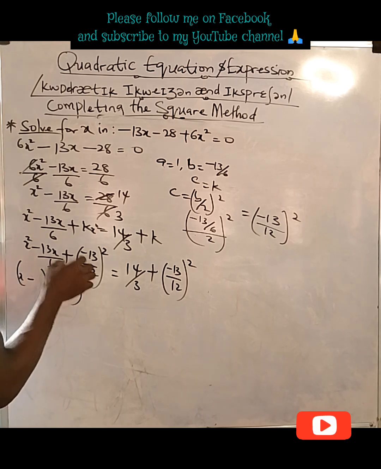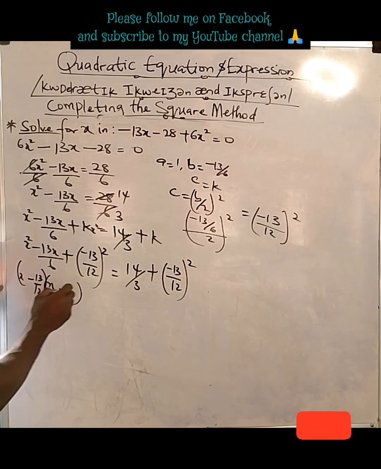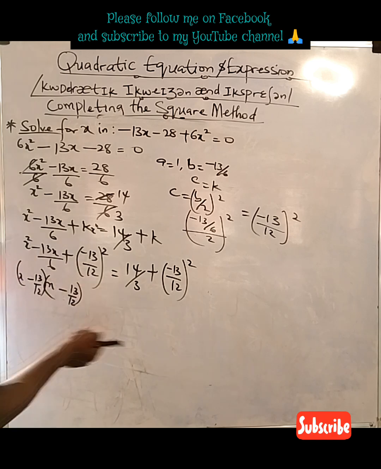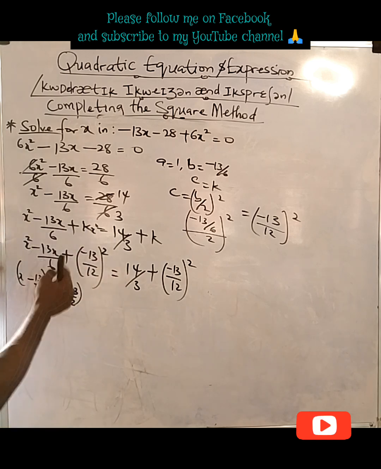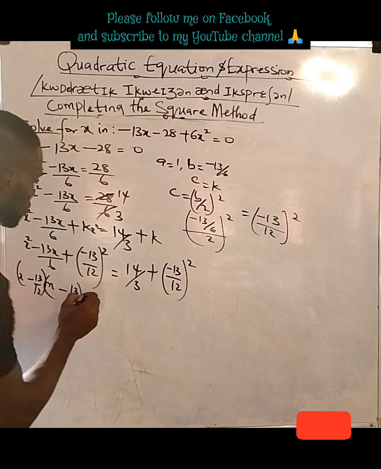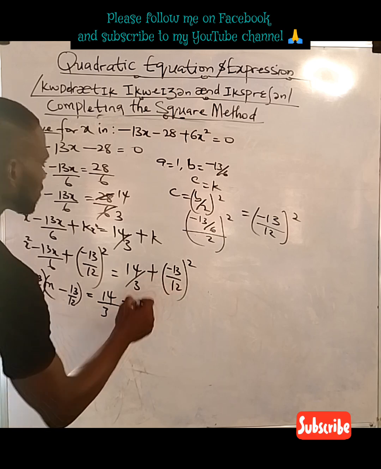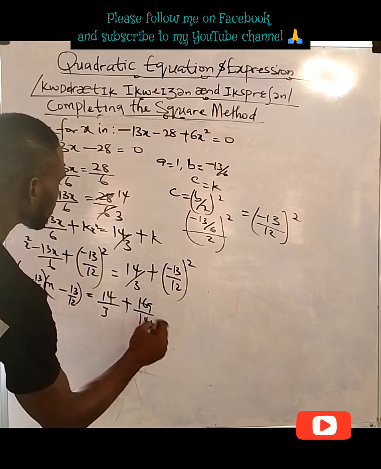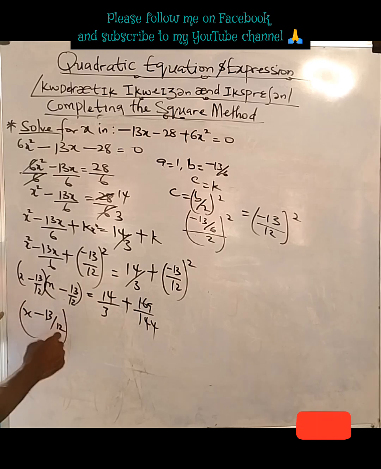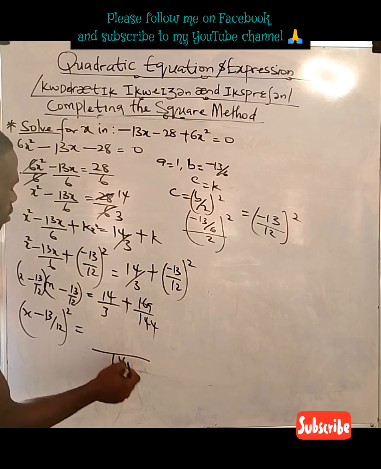So what do we have? Now since we have this 13 over 12, 13 over 12, by the time you expand this, you end up with exactly this: x squared minus 13x over 6 plus 169 over 144 equals 14 over 3 plus 169 over 144. So we're going to pick one of them, that'll be x minus 13 over 12 raised to power 2, which is a square. And the LCM of 3 and 144 is 144.